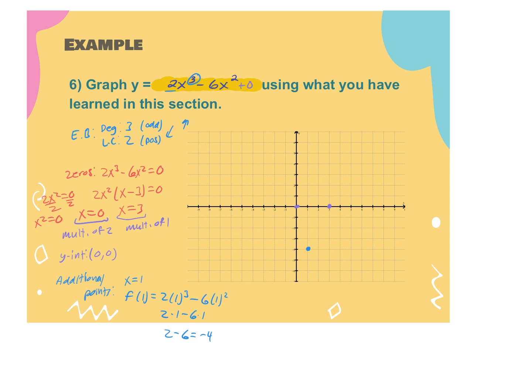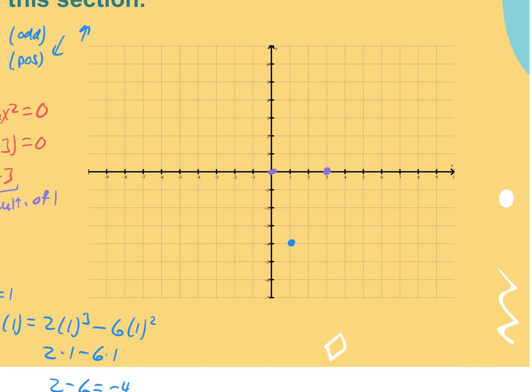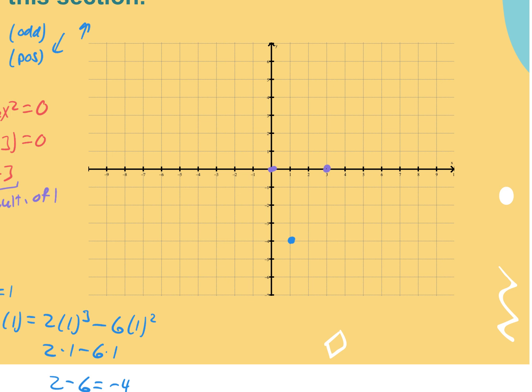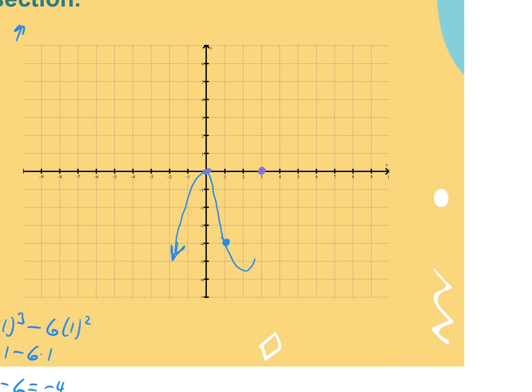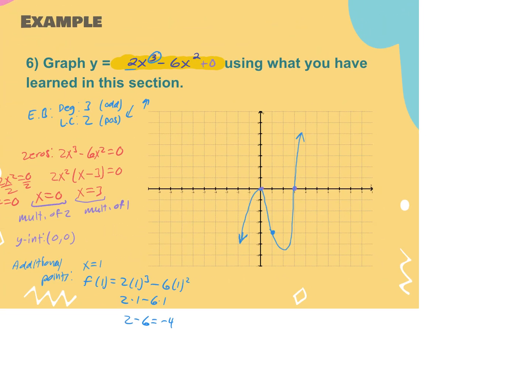We know that the multiplicity of 2 is going to touch and bounce. So that means from this point, if we're going to go up, it's going to touch it and bounce, so I need to go back down this way, forever going down. And then from this point, I might go down more. I don't know exactly. If I want to pick another point to be sure, you can, but that's fine. As long as you have another point, that's fine. And we know that the odd multiplicity of 3 is going to cross. So it's going to cross it. It's going to look something like that.